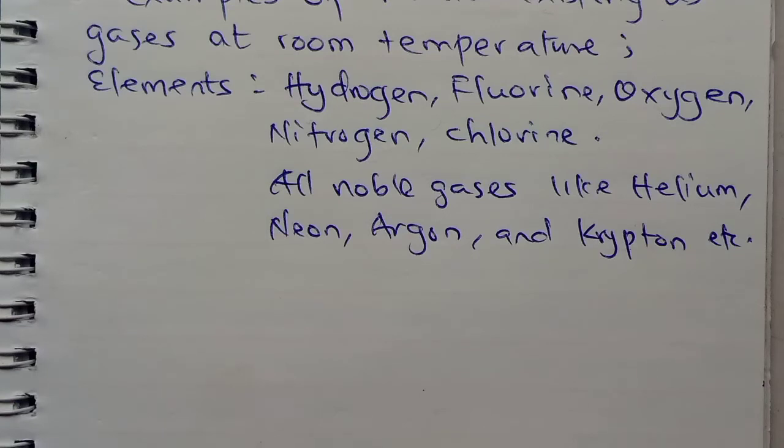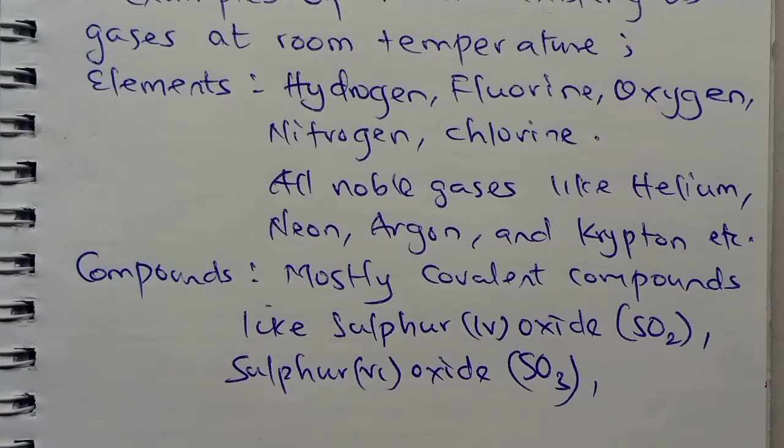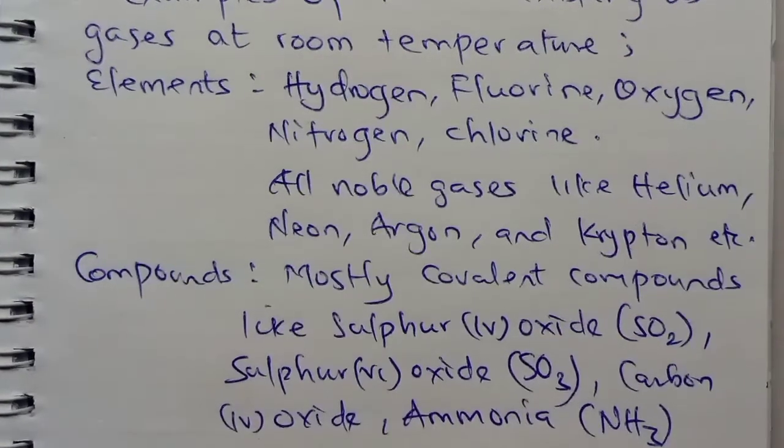The next one is the compounds that exist as gases. Mostly covalent compounds like sulfur(IV) oxide, sulfur(VI) oxide, carbon(IV) oxide, ammonia also included.